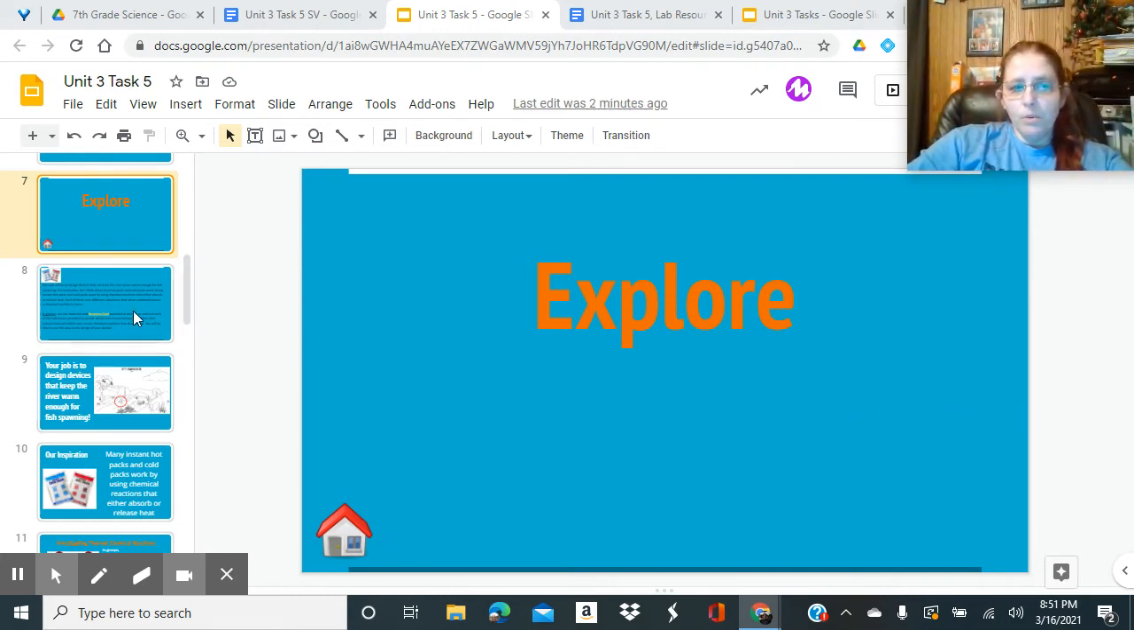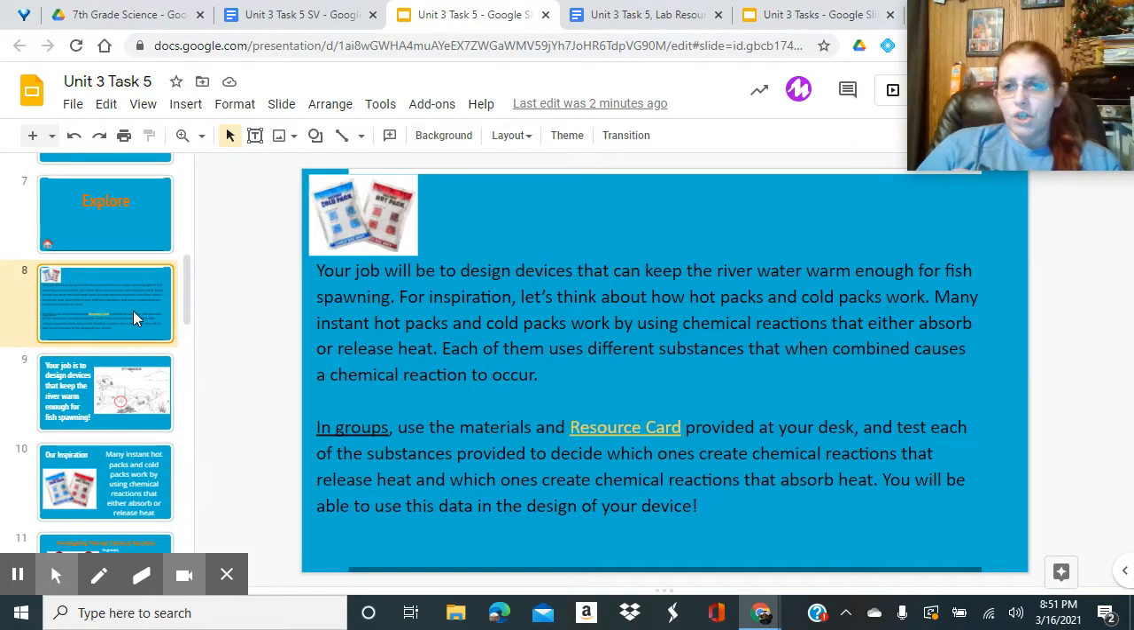So Explore, what we're going to do today is your job is to design a device that can keep the river water warm enough for fish to spawn. So the hot and cold packs, those are the inspiration for this. A lot of times they have a chemical reaction inside. Once those are broken, they release heat and or they absorb heat, and then that's how they work.